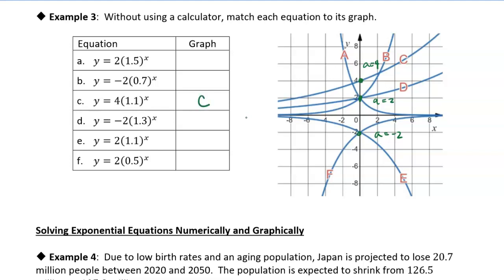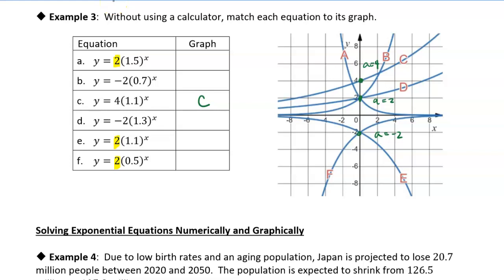We have 3 that pass through 2 and 2 that pass through -2. Let's look at the ones that have an a value, an initial quantity of 2. So I'm just going to highlight those. Those all have a +2 a value. So let's try to sort out which is which.